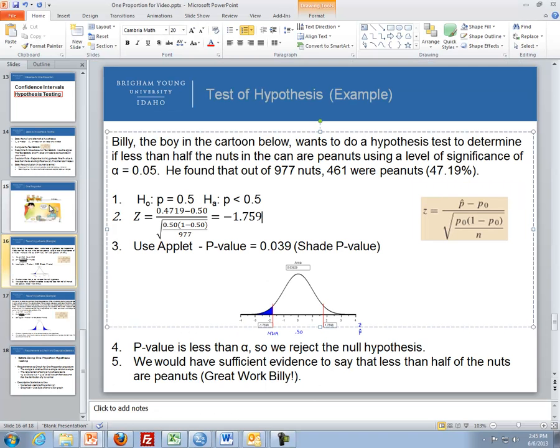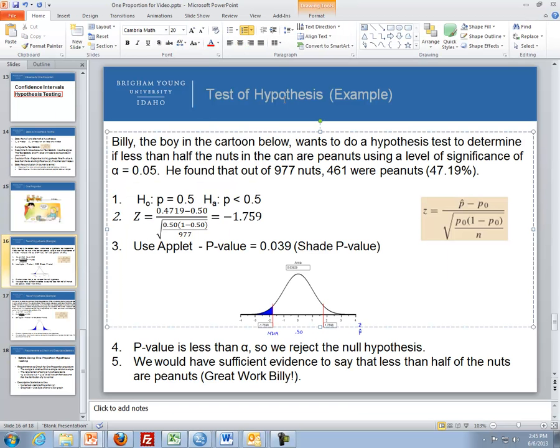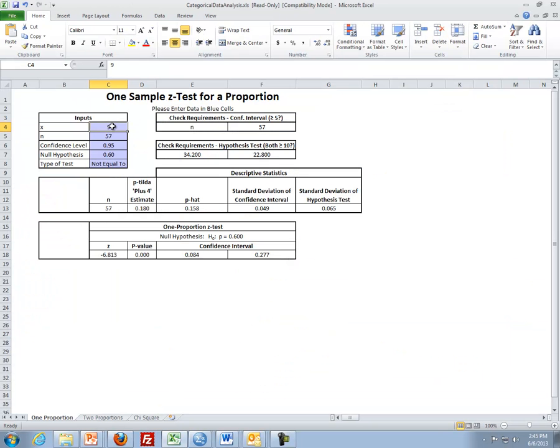Now we can either use this, or we can also use Excel too, the Excel tool that your teacher or your TAs can show you where this tool is. Okay. What we can do now is we can take x is 461 and n is 977 here, and we have a null hypothesis of 0.5. But now our type of test, there are 3 options.